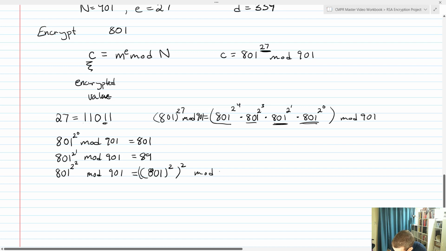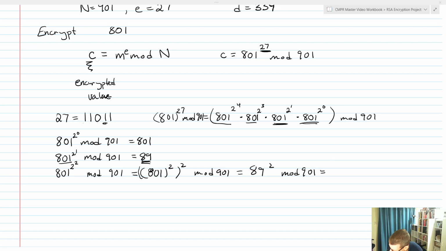Mod 901. We already know what 801 squared is. It's 89. So that's going to end up being 89 squared mod 901. Okay, because that's what that was. And that equals 713.